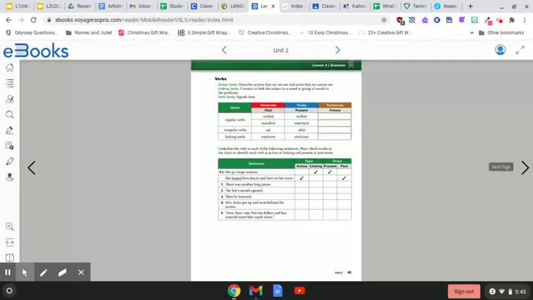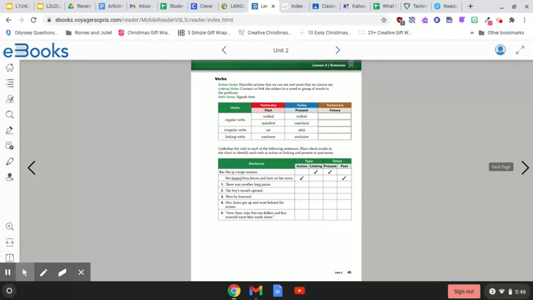Now let's look at the activity about halfway down. Underline the verb in each of the following sentences. Place check marks in the chart to identify each verb as action or linking and present or past tense. Let's look at our example. She is a large woman. Our verb that's already underlined is, and it's linking, and it's present tense. So linking and present have checks beneath them.